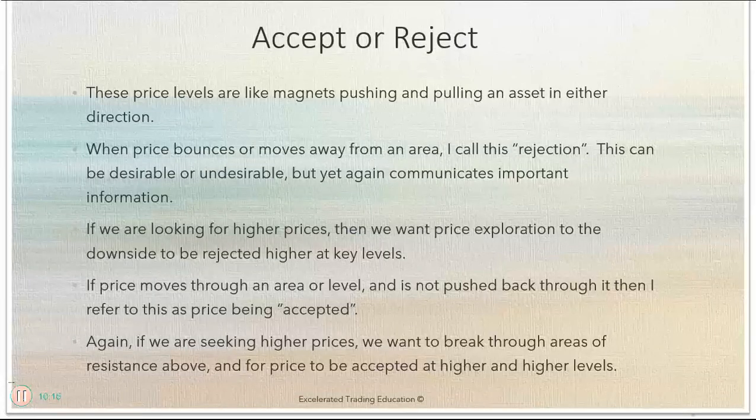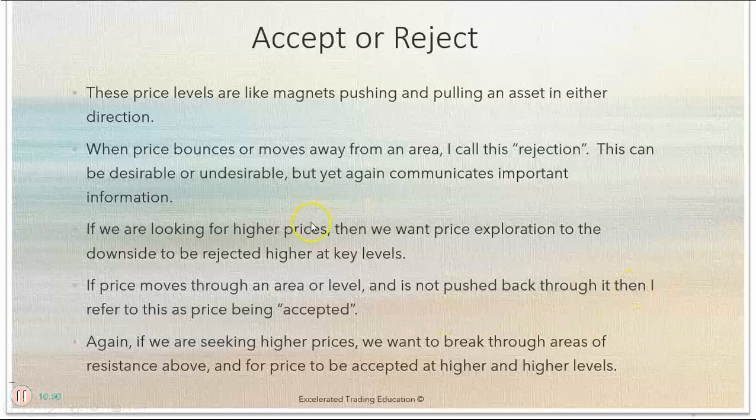All right, so I use the term accept or reject a lot. These price levels are like magnets pushing and pulling an asset in either direction. When price bounces or moves away from an area, I call this rejection. This can be desirable or undesirable, but yet again communicates important information. If we're looking for higher prices, then we want price exploration to the downside to be rejected. We want it to be rejected higher at key levels, right? Just like we talked about the $30,000 Bitcoin level. That price was rejected as price came down from $65,000 to $30,000. It was rejected higher from there.